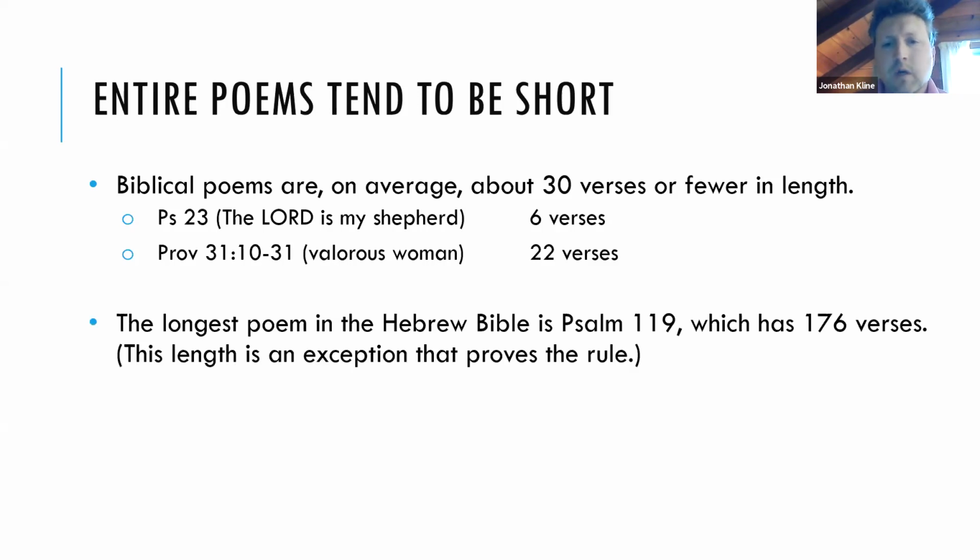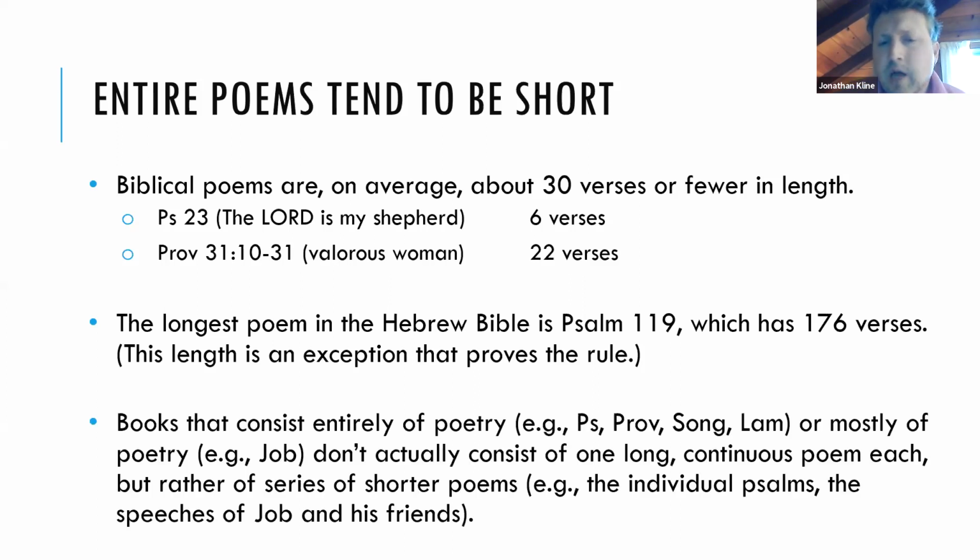The longest poem in the Hebrew Bible is Psalm 119, which has 176 verses. But this length is an exception that proves the rule. That poem is super long for the Old Testament. Most poems are a lot shorter than that. But if you think of other poems that you're familiar with, like Walt Whitman's Leaves of Grass, for example, that's a huge poem, or the Iliad or the Odyssey. Those poems are gigantic. But in the Hebrew Bible, poems tend to be pretty short.